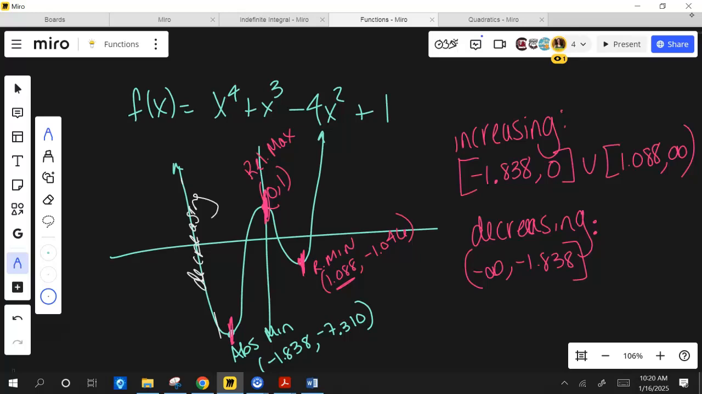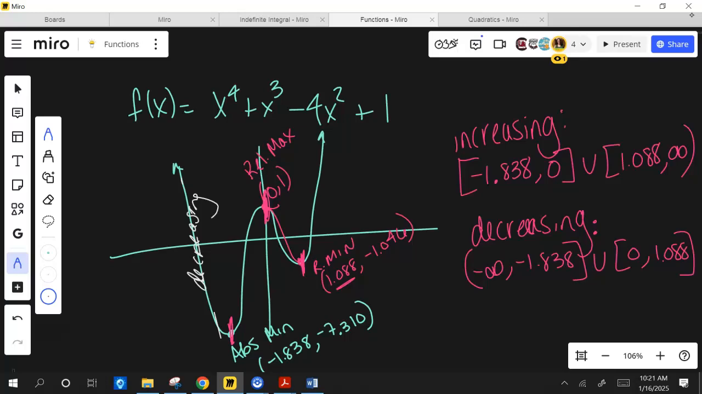Any place else it's decreasing? This little piece right here, from the 0 to the 1.088. So you're using your max. Once you find the maxes and mins, they give you all the information you need.